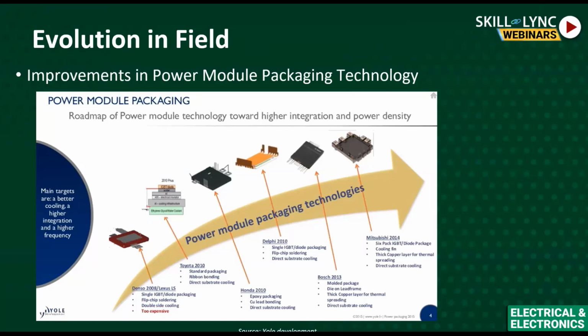So I can say now, you can see now, Denso, this is 2008, and now introduced by Toyota, which includes the heatsink as well, I guess. And then the Honda package is much smaller. You can see the Delphi in 2010, a single IGBT in a package, it's not a six pack. And Bosch also in 2013 and Mitsubishi 2014. So they integrated all six IGBTs, a six pack of IGBTs or diodes, which also includes the cooling fin or a heat sink, and it's a direct substrate cooling also.